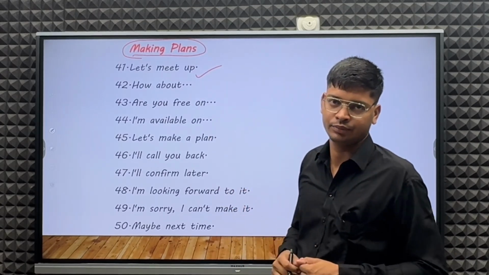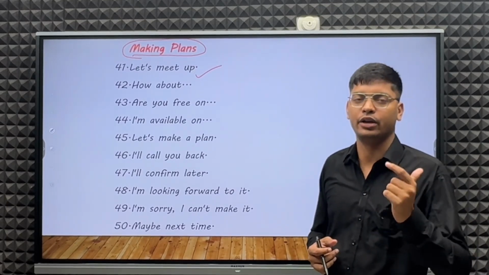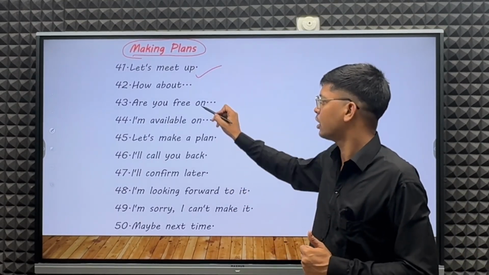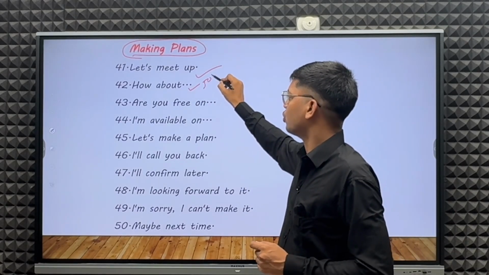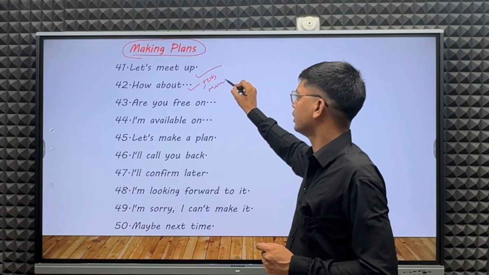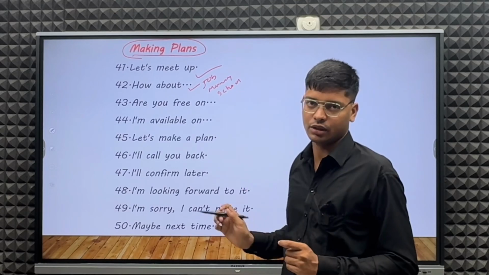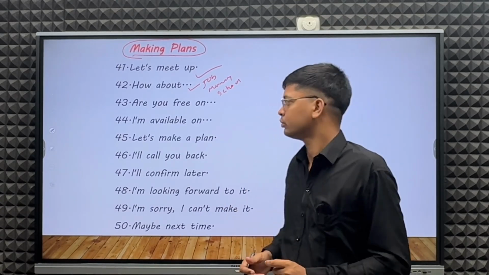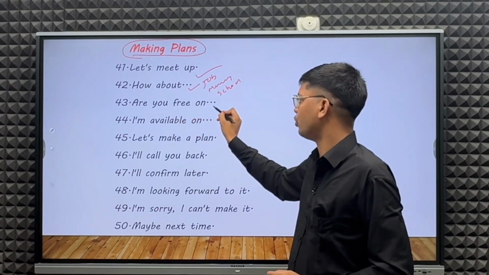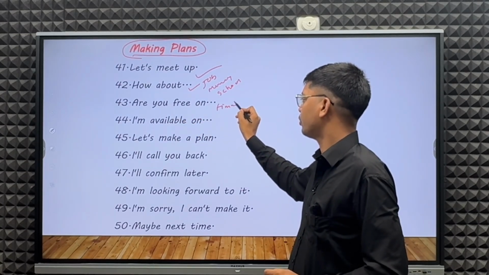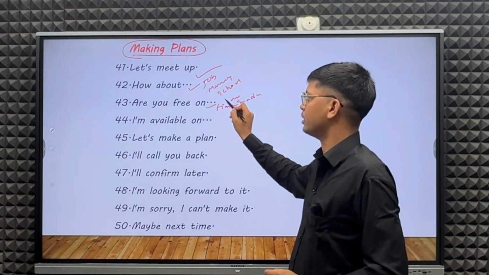Let's meet up, where you can use the sentence with your friends, your colleagues, and also your relatives. How about, like, how about your job, how about money, how about school. You can use these types of sentences, and you can create more also. Are you free on any time, like Monday, like Sunday? You can use this type of sentence for plans.